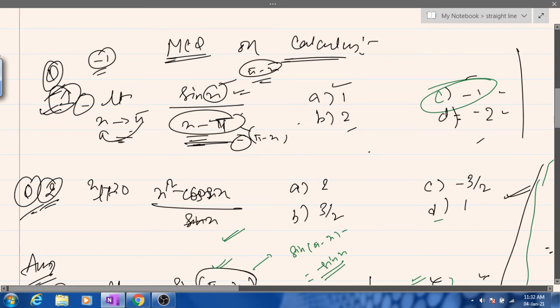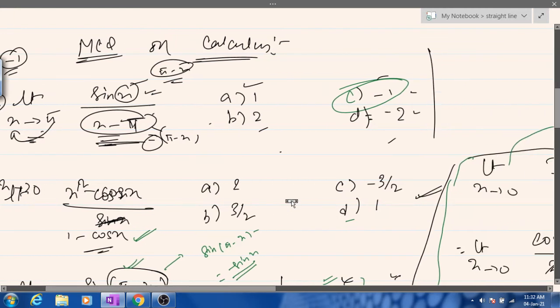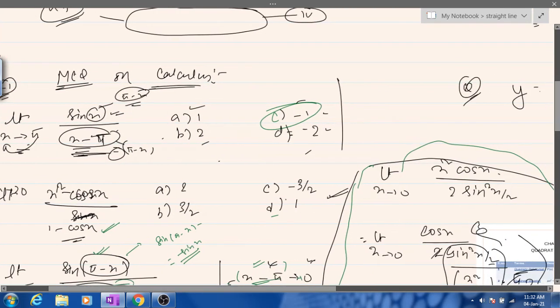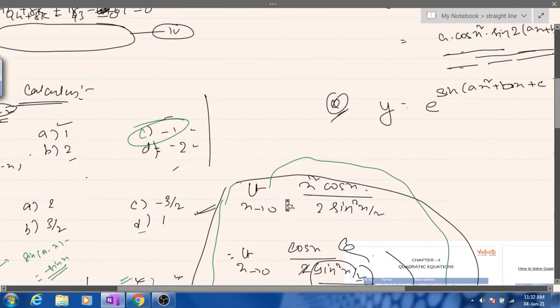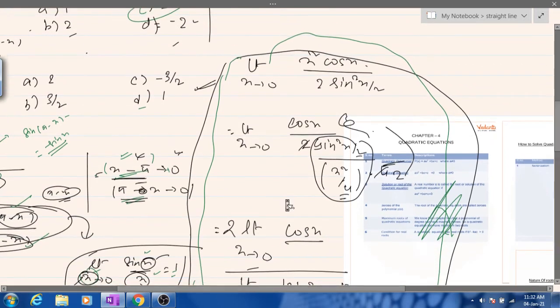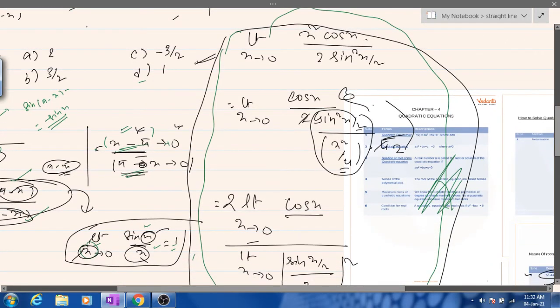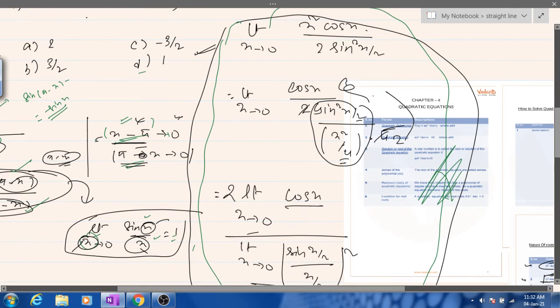sin x. Sorry, this is 1 minus cos x. So options are 2, 3 by 2, minus 3 by 2 and 1. So this will be your solution. Kindly go through it once.